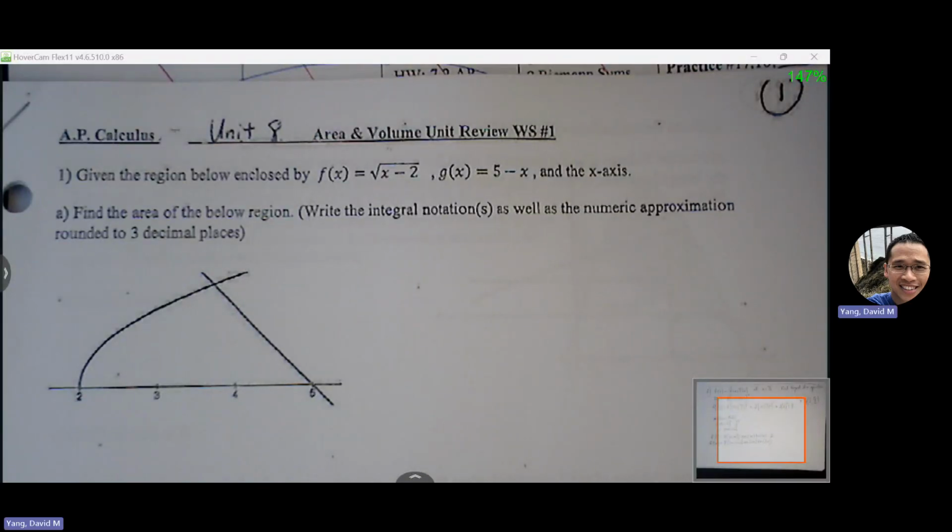Okay, given the region enclosed, we have y equals root x minus 2. That's the radical function on the left. Find the area of the region below.